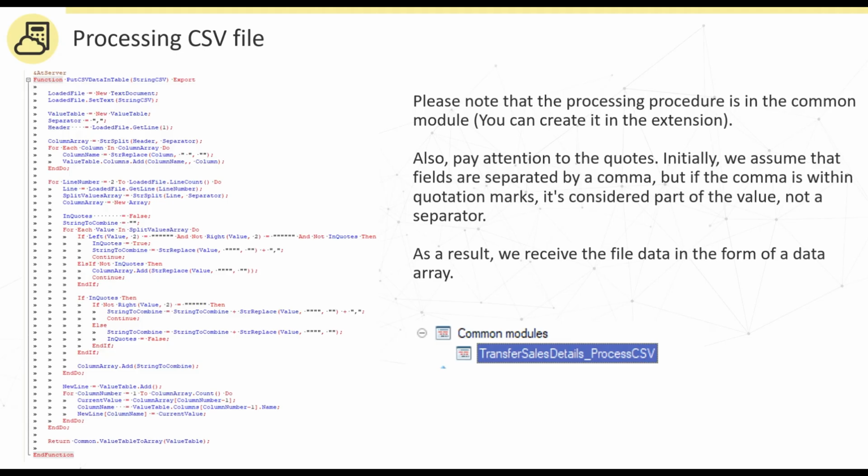So here is a processing procedure that transfers string data to an array with values. It is created not in a document form module, but in a separate common module. You can write logic here depending on your source file. Note the loop in the middle of the procedure. It's necessary to ensure that the commas inside the quotation marks are considered a part of the value, not a separator.